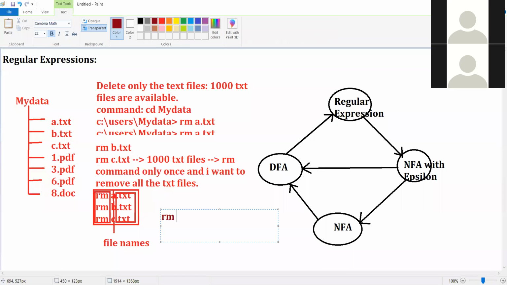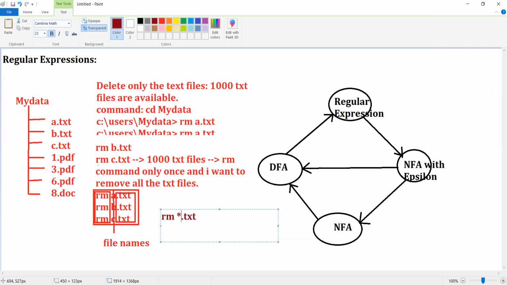Then, as we don't know the file name, I am going to put a hyphen over there. Then .txt is also common. Now what I want to do is remove all the text files, whether the file name is A or B or C or ABC or XYZ or UVW, whatever the file name I get. In order to specify any name, I am going to make use of a wildcard character called star.